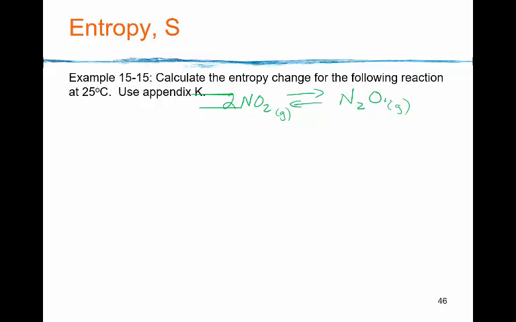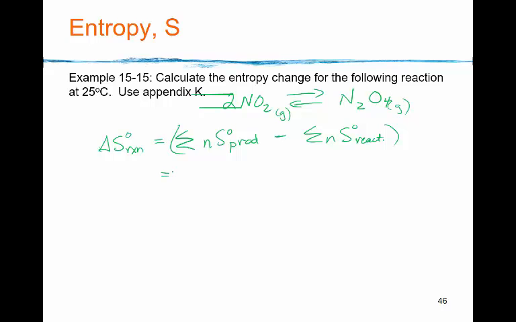Oh, N2O4. I was looking at that because it wasn't balanced. Okay, yeah, N2O4. All right, that makes more sense. So the delta S0 of the reaction is going to be equal to the sum of all of the entropies times the coefficient of the products minus the sum of all the coefficients times the standard entropy of the reactants. It's the same exact thing we did before.